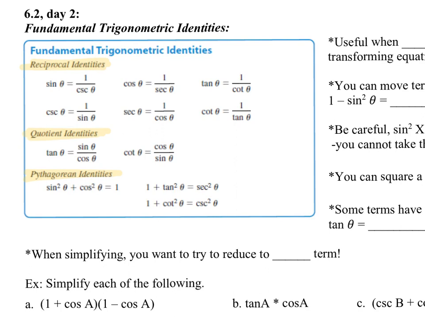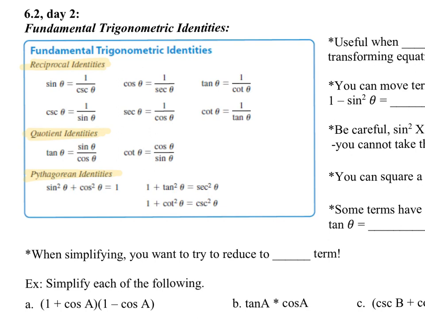And then we have some other comparisons that will be useful throughout our semester. Tangent can also equal the quotient of sine divided by cosine. Cotangent is equal to cosine divided by sine. So those are just other ways we could utilize those two definitions.